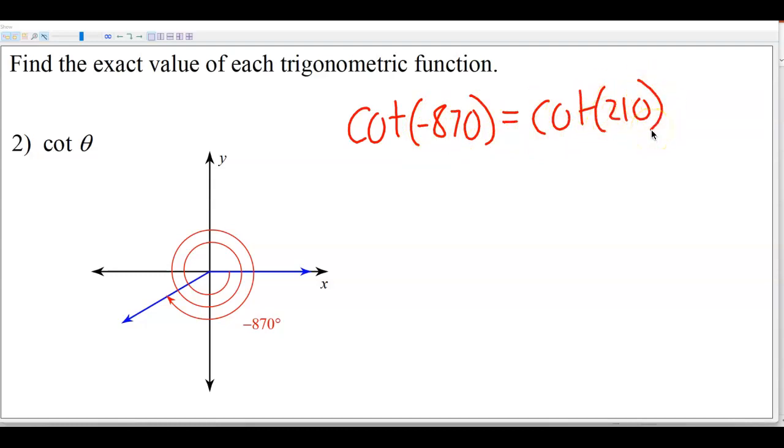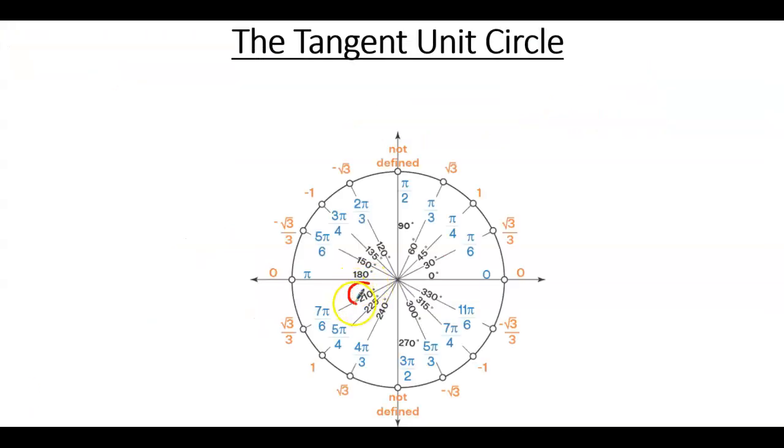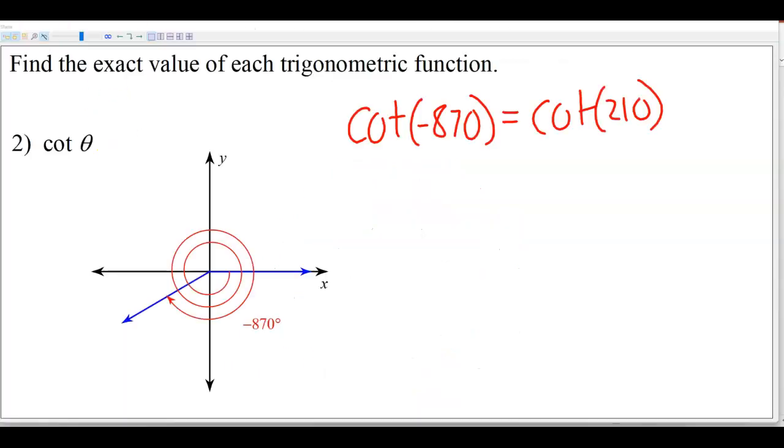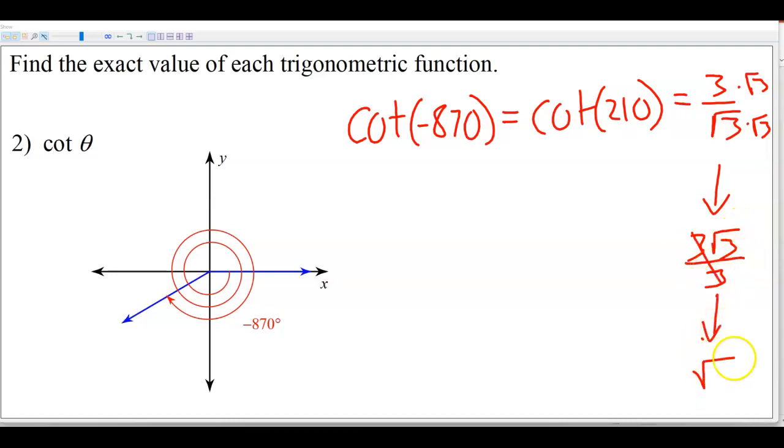And for that, we're just going to look at our unit circle for tangent. So here's 210 degrees. And this is the tangent value, but we're doing cotangent, so we're going to do the reciprocal of that. Which, as you guys know, means we don't want to leave the square root on the bottom there. So I'm going to multiply the top and the bottom by the square root of 3. And my final answer will be 3 square root of 3 over 3, which reduces to square root of 3.